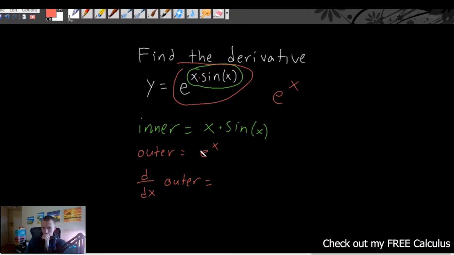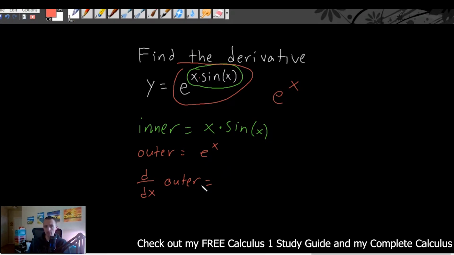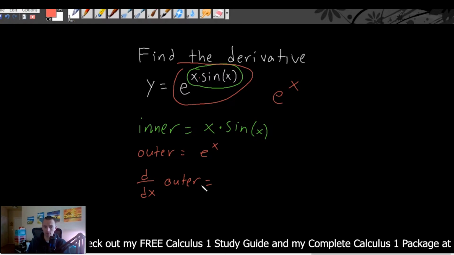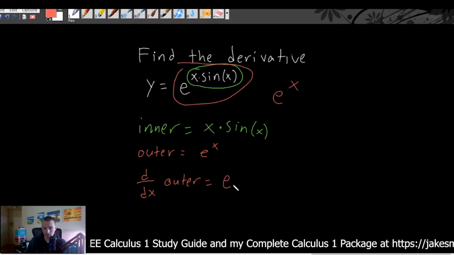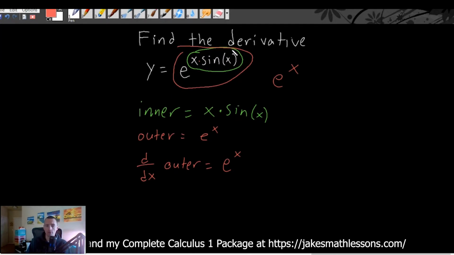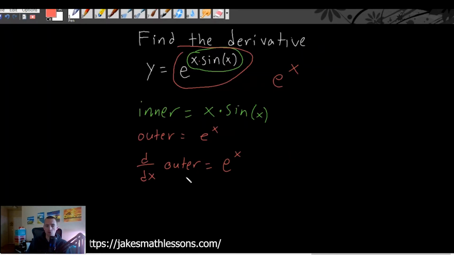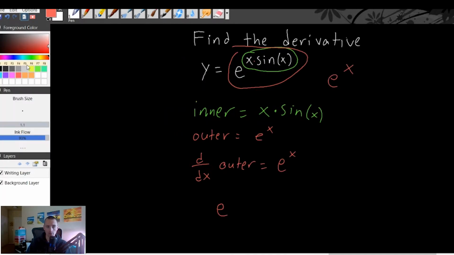Well, in this case, since our outer function is e to the x, e to the x is a very interesting, unique function where its derivative is actually itself. The derivative of e to the x is just e to the x. So when we're taking the derivative of this, treating this as our inner function and this as our outer function, all we would have to do is take the derivative of the outer function, which is just e to the x, except we're going to leave our inner function alone, leave our inner function as our inner function.